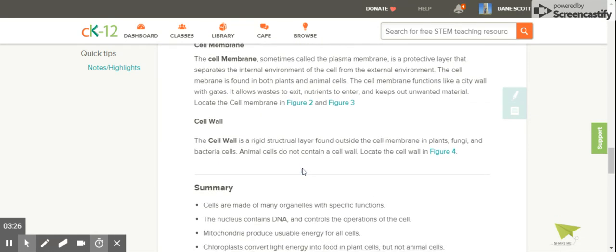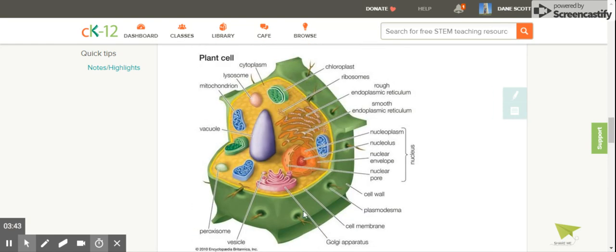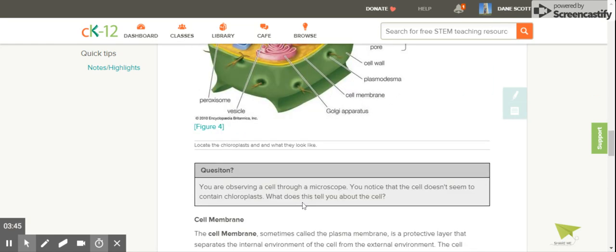The cell wall is a rigid structural layer found outside the cell membrane in plants, fungi, and bacteria cells. Animal cells do not contain a cell wall. It's important for you to know that animal cells don't have a cell wall. Their outer layer is flexible. Locate the cell wall in Figure 4. You see the cell wall is the outer layer here.